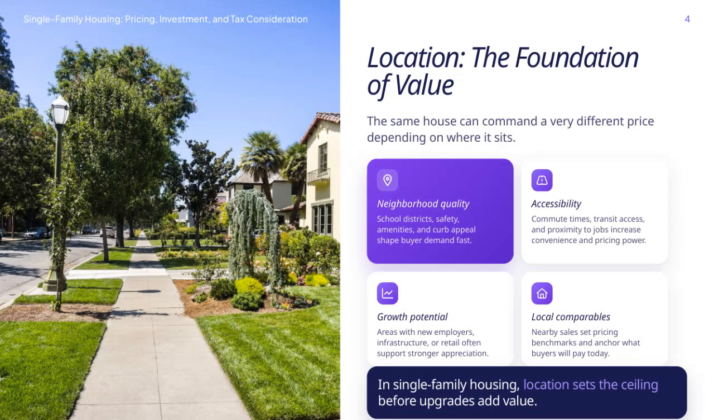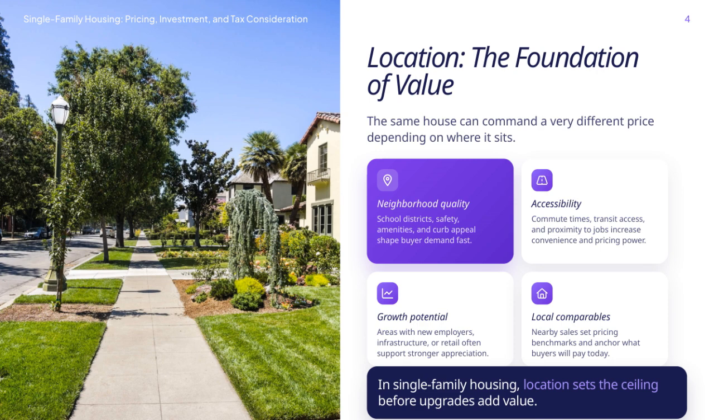When we talk about location in real estate, it's really the foundation of value. The same house can vary greatly in price depending on where it's located. Several factors shape buyer demand quickly, starting with neighborhood quality. Things like good school districts, safety, local amenities, and curb appeal make a big difference in how desirable a location is.